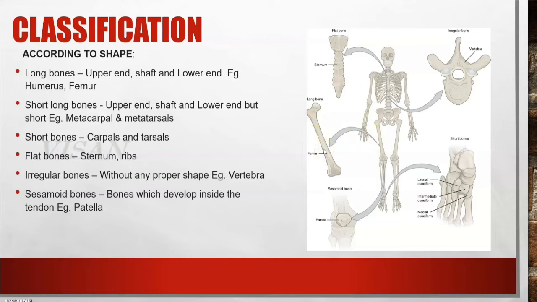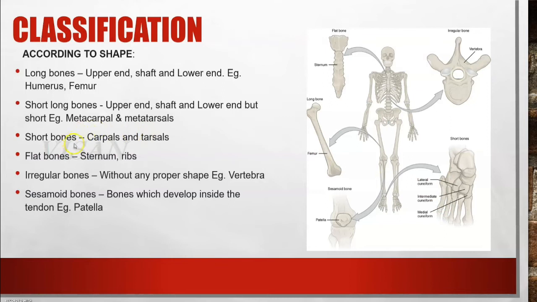And then short long bones. Short long bones are also long bones, in the sense that they have an upper end, a lower end and a shaft, but they are small in size. For example, here we can see the metacarpals. They have an upper end, a lower end and a shaft, but they are short in size. So we call these the short long bones.